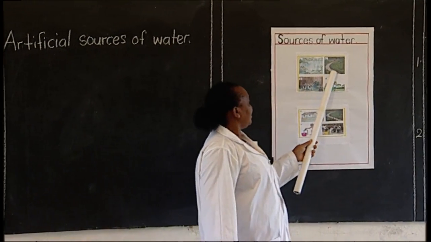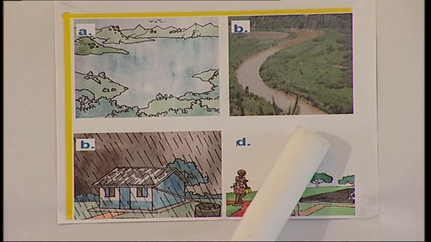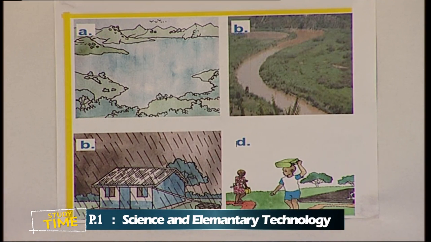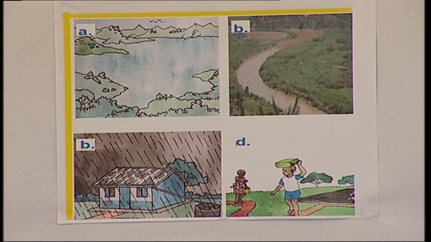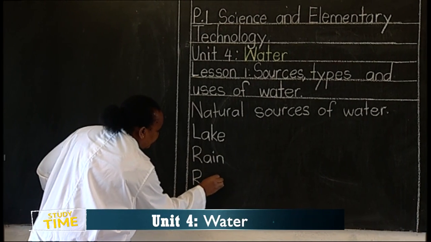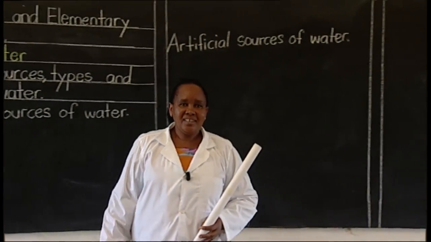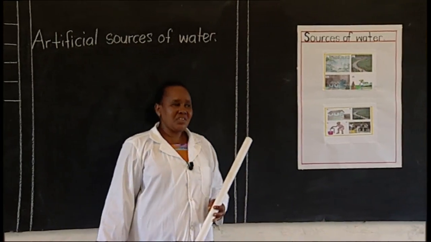We have this one. Look at it carefully. Study its name. Look for its name. Okay. That is a river. Wonderful. A river. It's a source of water. Do you know any river? Can you tell me its name? Okay. River Akagera. Wonderful. In P1, you know the names of rivers. And this is how we write river. River. It's a natural source of water. Everybody say river. Wow, that is so good.